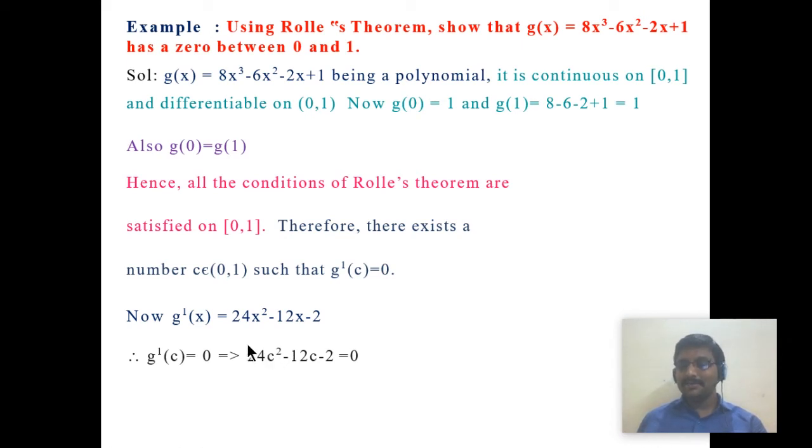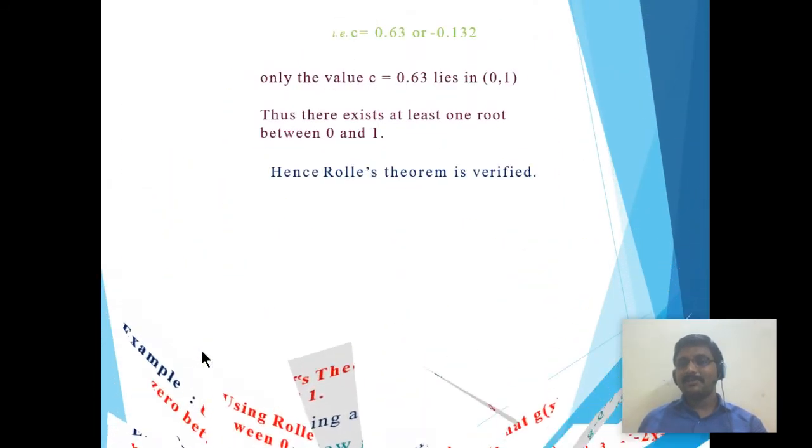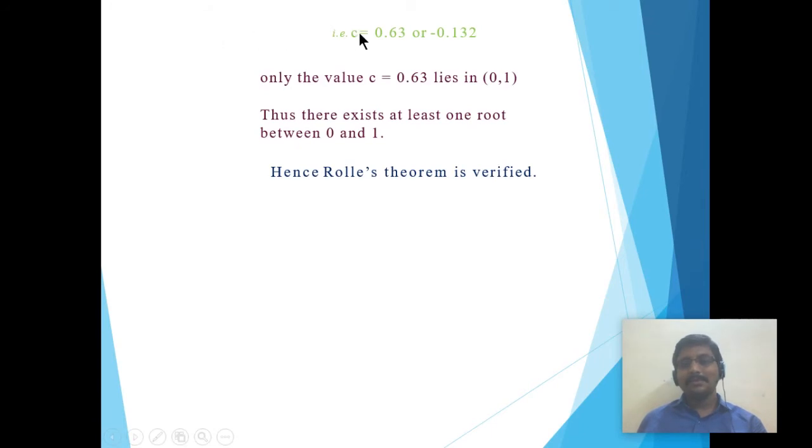What is a here? 24. What is b here? Negative 12. What is c here? Minus 2. So we get the two roots of the quadratic equation. So here the quadratic in c has roots c equal to minus b plus or minus root of b square minus 4ac by 2a. Using the formula, we will get the c values.